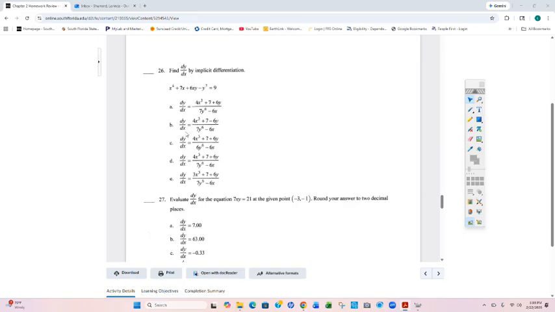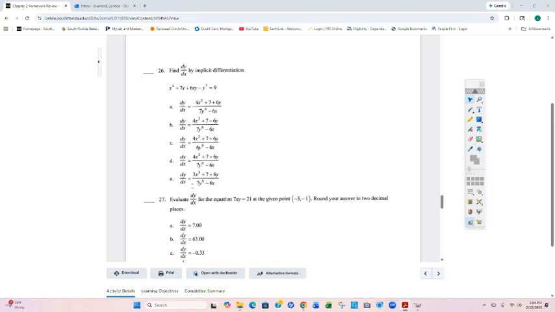B, dy dx equals, the numerator is 4x cubed plus 7 minus 6y, the denominator is 7y to the 6 minus 6x. C, dy dx equals, the numerator 4x cubed plus 7 plus 6y, the denominator 6y to the 6 minus 6x. D, dy dx equals, the numerator 4x cubed plus 7 plus 6y, the denominator 7x to the 6 minus 6x.